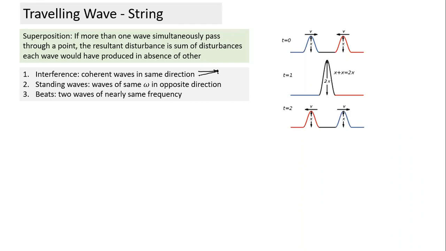So this is in the same direction. This is in the opposite direction. Both have the same frequency. The third case is beats, when there are two waves but the frequency is not the same, only nearly the same. There's a small difference in frequency of the two waves. So these are three phenomena: same direction, same frequency; opposite direction, same frequency; and two waves of slight difference in frequency. These are three applications of superposition. So let's go on now.